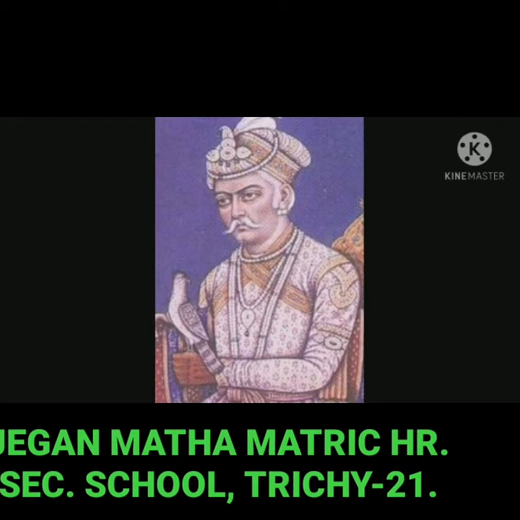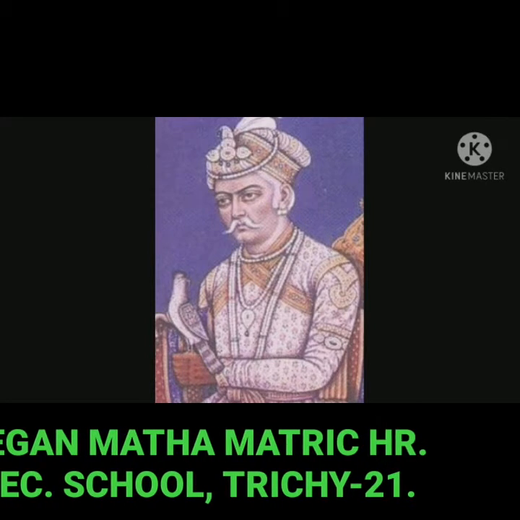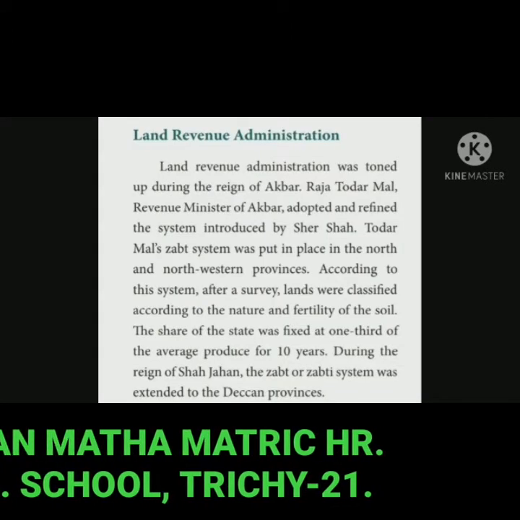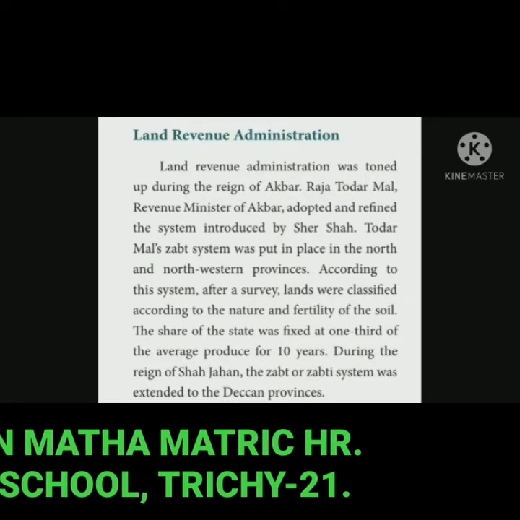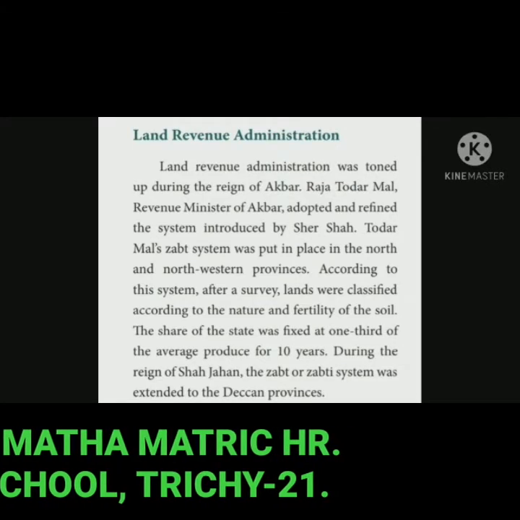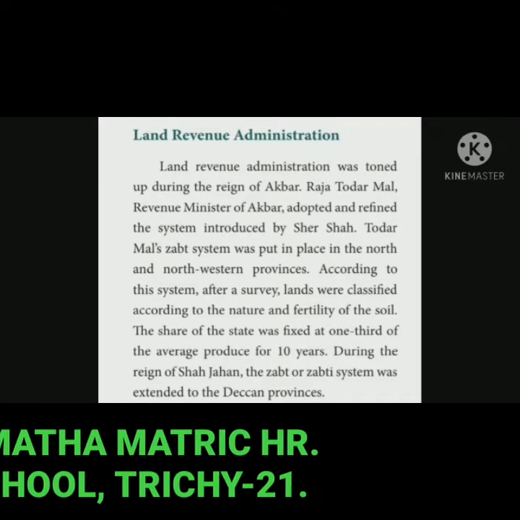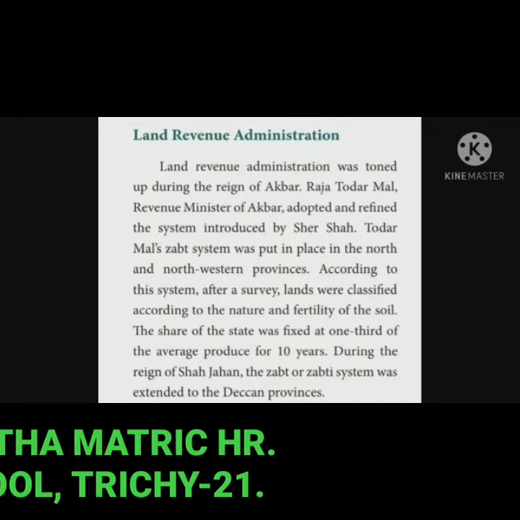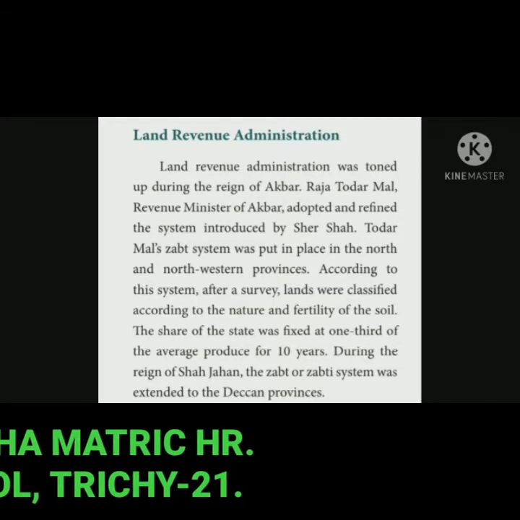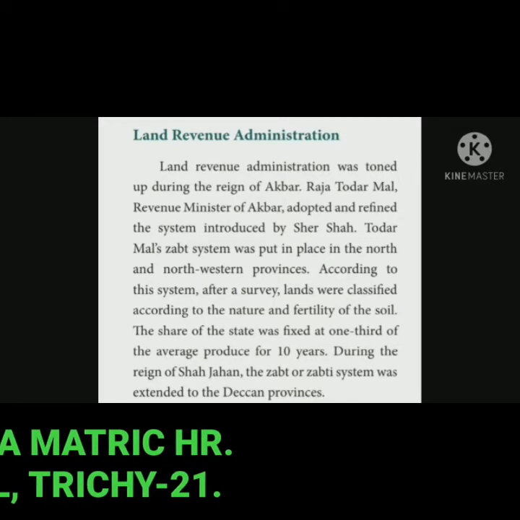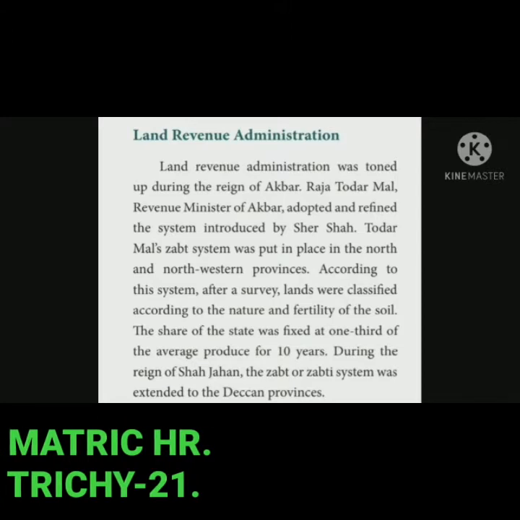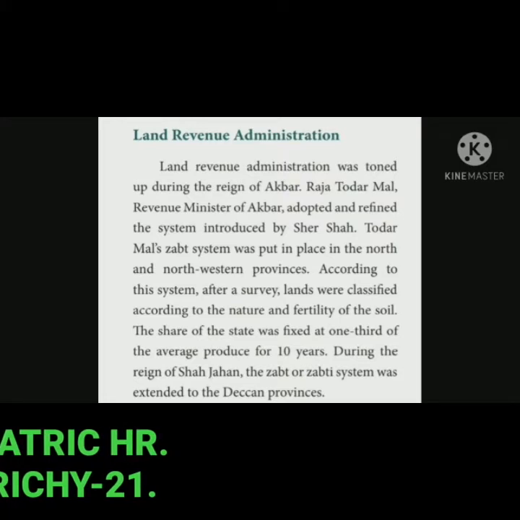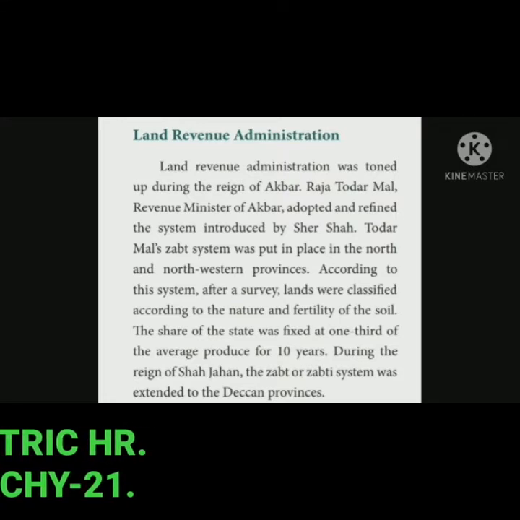The Todar Mal Zabt system was put in place in the north and the northwestern provinces. According to this system, after a survey, the lands were classified according to the nature and fertility of the soil. The share of the state was fixed at one-third of the average produce for 10 years. During the reign of Shah Jahan, the Zabt or Zabti system was extended to the Deccan provinces.